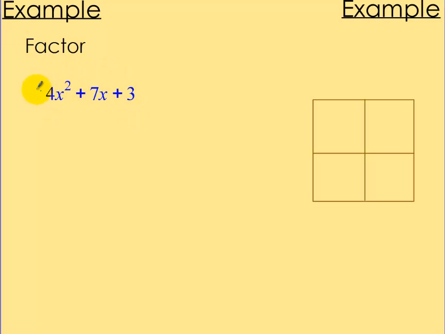Alright, so we got a coefficient of 4 this time, so it's a little different. I'm going to put the 4x squared here, and I'm going to put the 3 here. Now, I need two numbers that multiply to 4 times 3, so a times c. This is my a, this is my c, and this is my b. I need to do a times c this time, so it's going to be 4 times 3. That's 12. And then they have to add to 7.